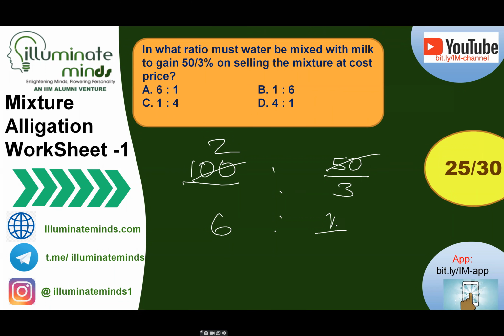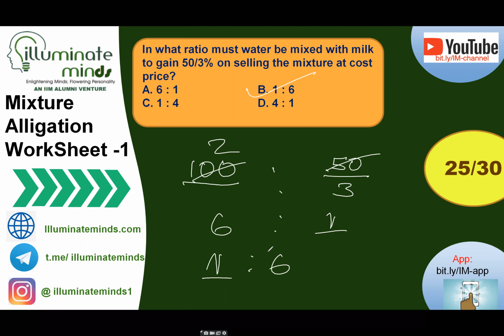So water will come first and then will come the milk. So the answer will be 1 is to 6, not 6 is to 1. Because water must be added, must be mixed. So 1 is to 6 is the correct answer.